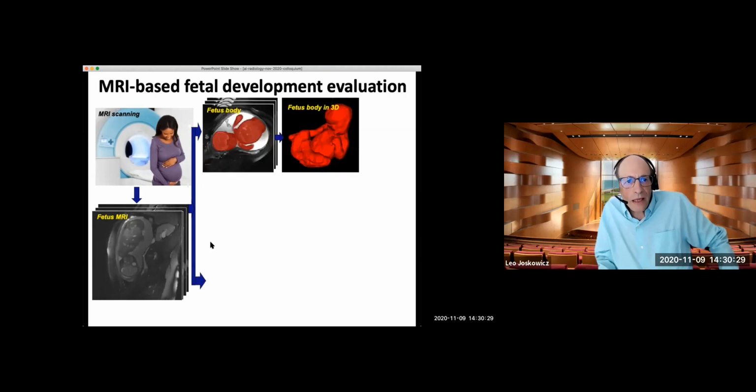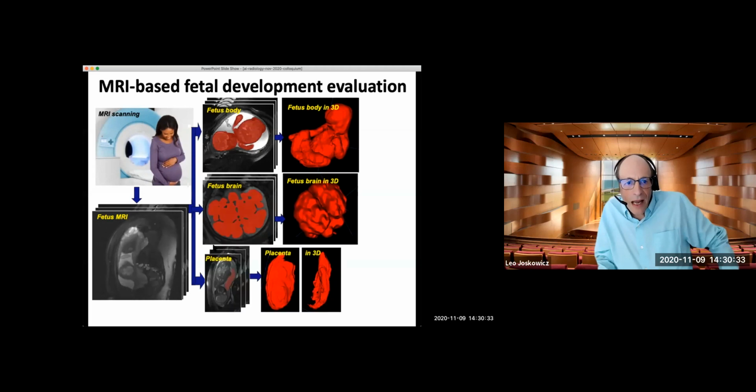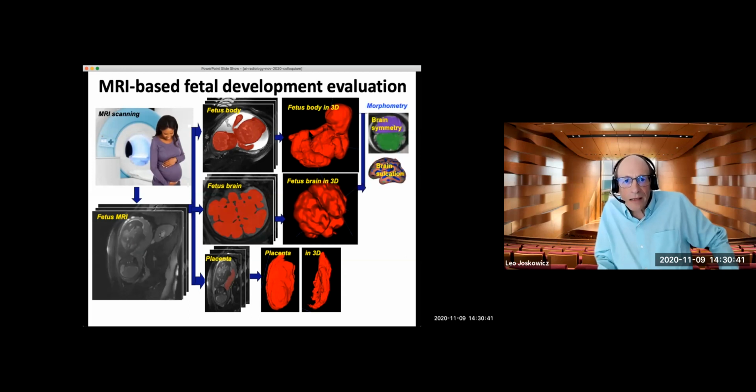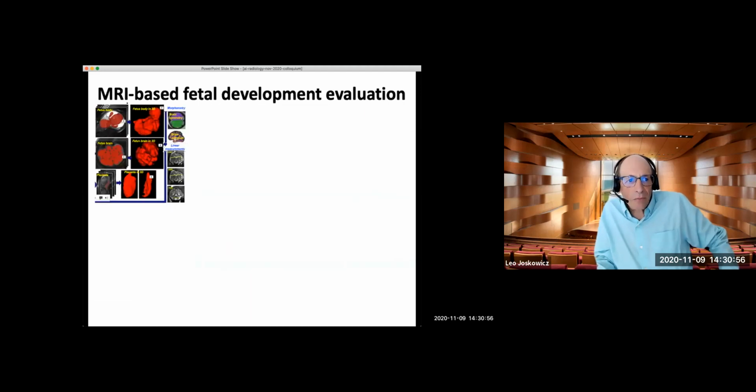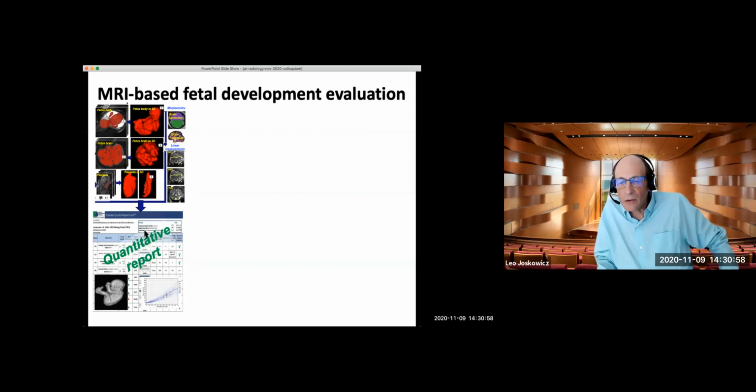And the goal is the following. You want to segment the body, the brain, and the placenta. The placenta is a very important part for fetal development. Based on these, you're going to do a number of measurements: morphometry, brain symmetry, sulcations, and you can also do a number of linear measurements. Based on this, you end up with a quantitative report. And this is what's missing nowadays in the clinic. You would like a comprehensive quantitative report.